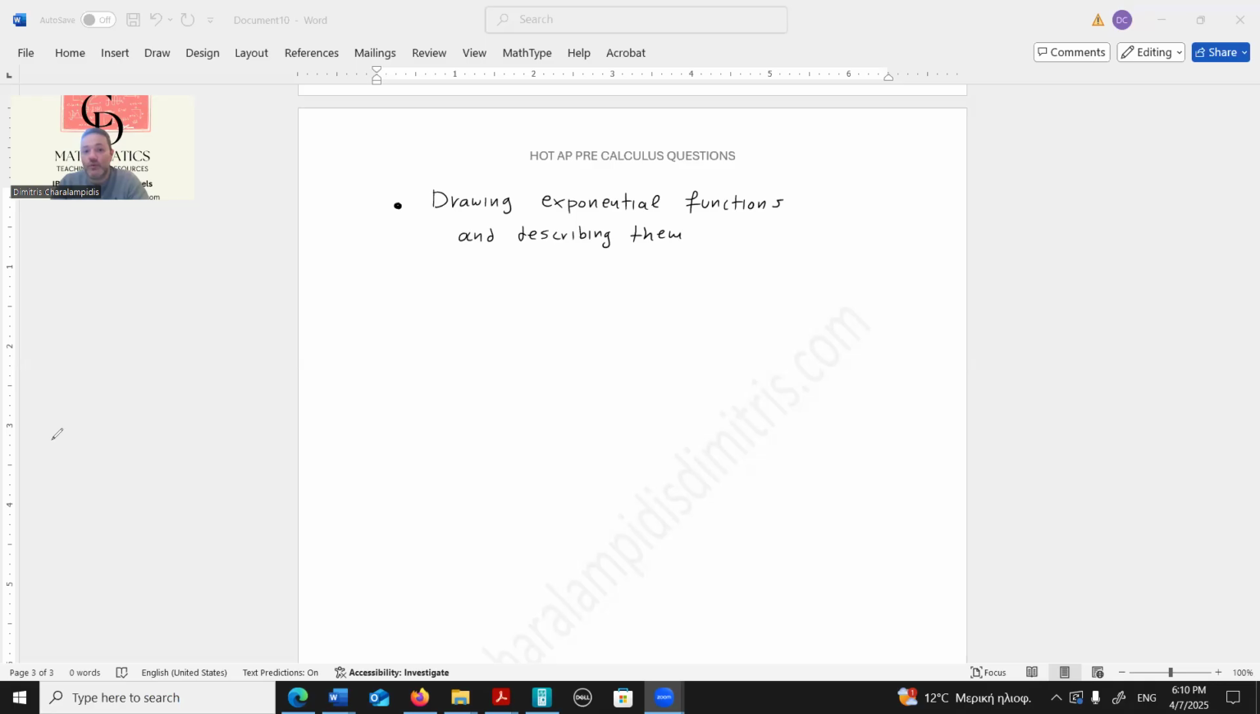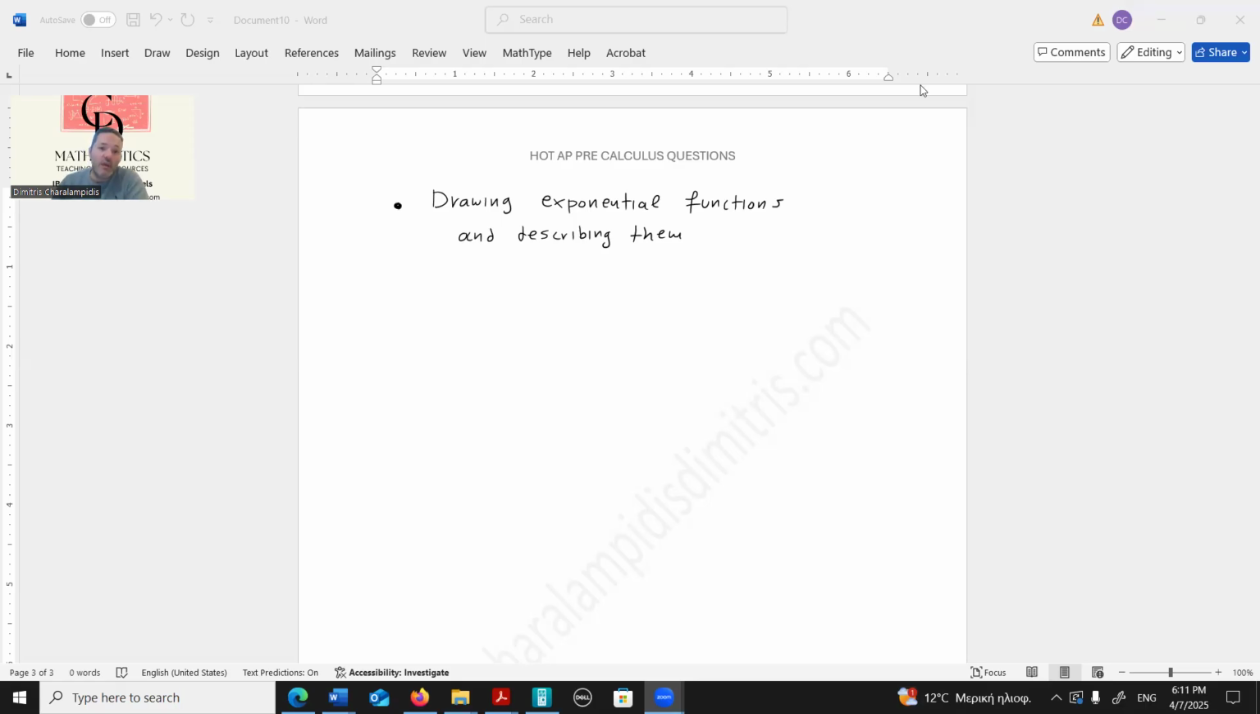Now, the reason we are doing that, and the reason that it is included in my series of hot AP pre-calculus questions, is because we literally expect at least one of the 40 multiple choice questions to be this one. The main concept will be that we will be given a function and we will be asked about its monotonicity, its concavity, and its end behavior, or even about the characteristics of its rate of change.